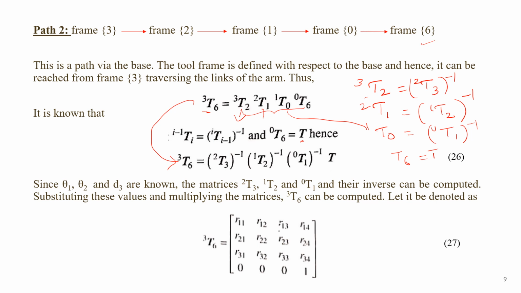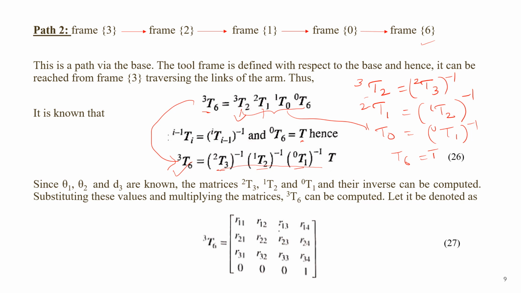So why do you want to do that? Because we know this theta 1, theta 2 and d3. So all the three joint variables we have found. So these three matrices and their inverses can be easily computed. Just substituting the values and multiplying these matrices, you will get this T6 to 3 matrix, because all the values on the right hand side are known, and we just have to substitute those values.